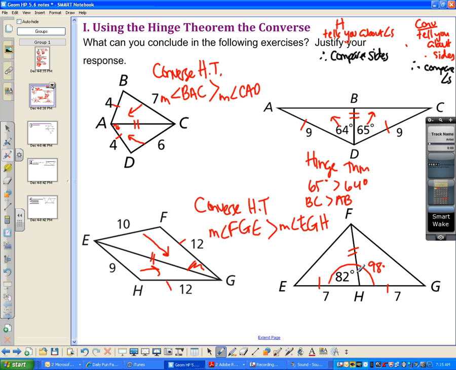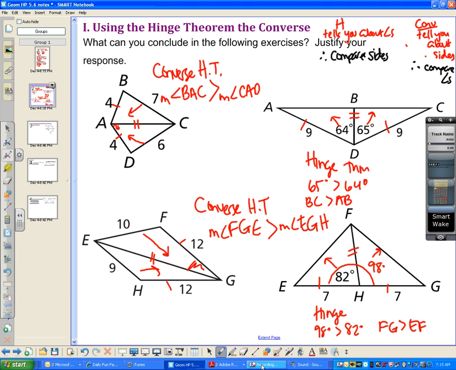Since they told us about the angles, we can compare the sides. So I know I'm using the Hinge theorem, and I know 98 degrees is larger than 82 degrees. Therefore, I can conclude that side length FG has to be larger than side length EF. Okay, so that's really how you're using the Hinge theorem and the Converse.